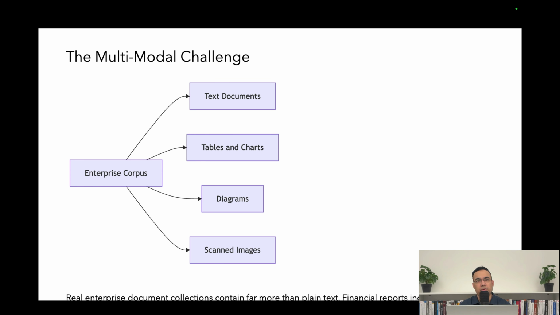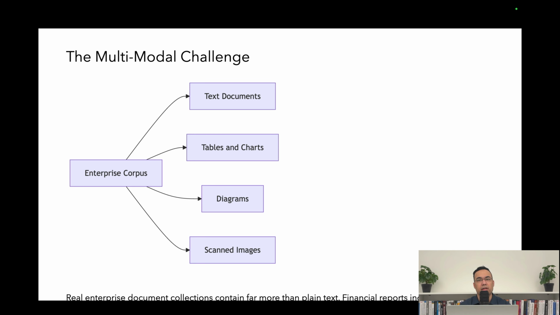Financial reports include tables and charts, technical documentation includes architecture diagrams, legal files include scanned signatures, and presentations combine text, images, and layouts. Users ask questions that require understanding visual content. For example, they might ask, what does the network topology diagram show? This requires interpreting the diagram. Or they can ask, what are the values in the revenue chart on page 7, which requires reading the chart. Text extraction alone cannot answer these questions.